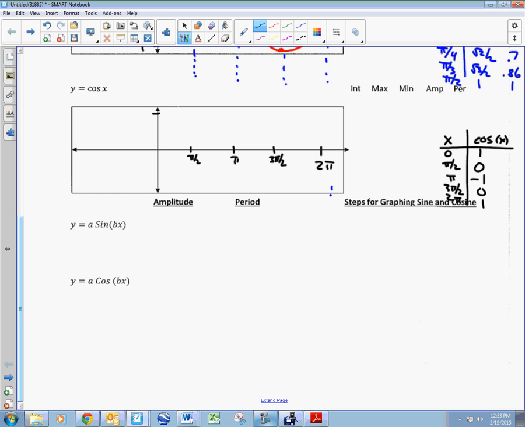So as we plot these, you have the coordinate 0, 1. Pi over 2, 0. Pi, negative 1. 3 pi over 2, 0. And 2 pi, 1. And you're going to cover all those other things in between, like square root of 2 over 2 and square root of 3 over 2 and 1 half and the positives and the negatives. But you can see that this graph doesn't look anything like the previous graph.